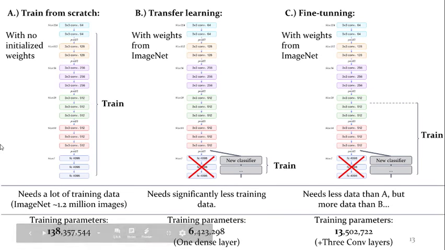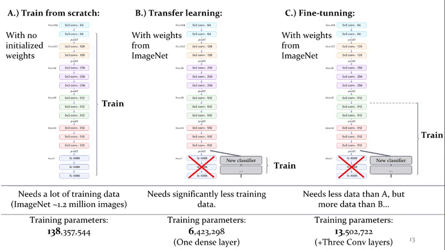Training parameters for the first one, it is more than 100 million parameters. That takes a lot of training, and basically that's not feasible for almost any problem if we don't have a big dataset. The second one, on the other hand, has 6 million, which means basically we are training just one layer. And if you remember, there were a lot of connections between the convolutional output and the fully connected layer.